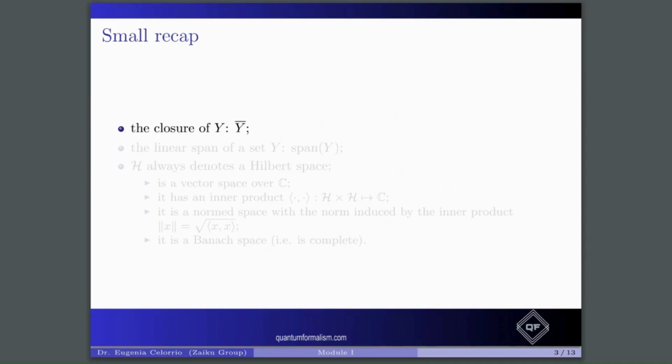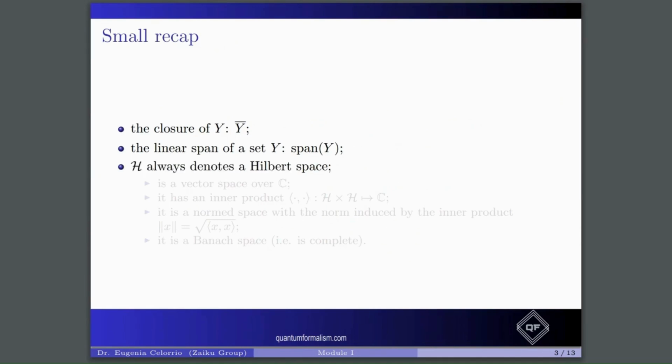First one is the closure of a set or a subset. So remember, we are on a norm space, and the closure of a subset of a norm space is just adding all of the points that the Cauchy sequence of this set should converge to. In the case that this is the whole space, the whole norm space, well, we just add those points. The linear span of a set is just the finite linear combinations of the elements of this set.